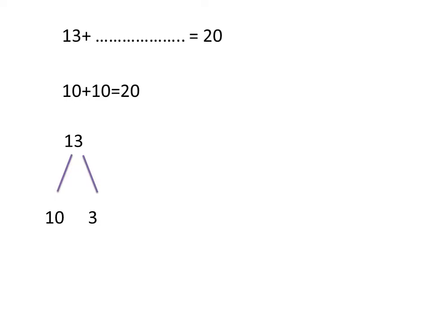So this 10 was taken from the first set of 10. Then this 3 is from the second set of 10. So 10 plus 10 is 20. The first 10 is already taken. Then you can see there is an extra 3. This extra 3 is taken from the second set of 10. From the second set of 10 we have taken 3.